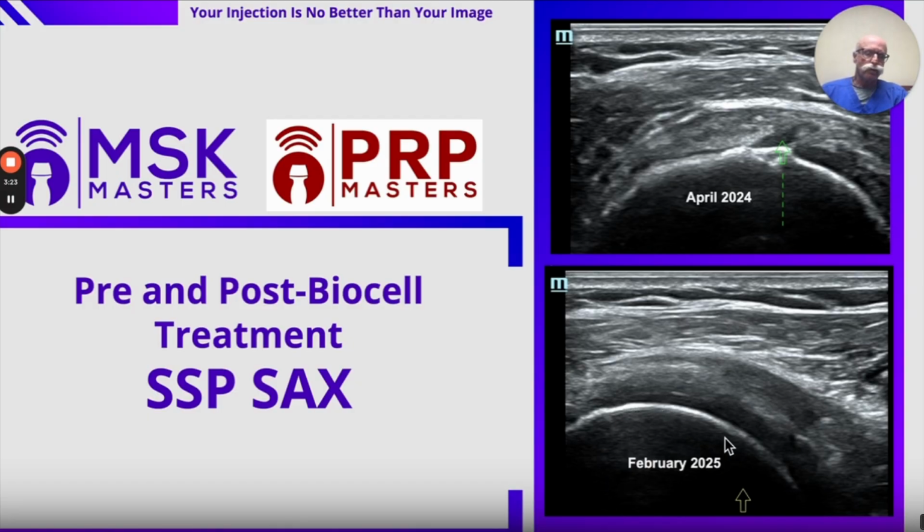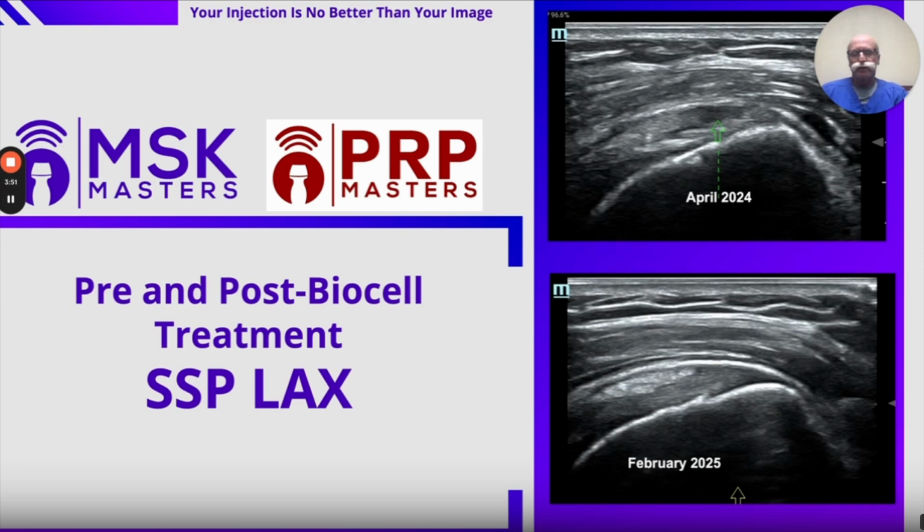This is a follow-up image that we just got today, February 2025. Look at the difference in the cortical margin of the humerus. The hyaline cartilage interface is well maintained. Now you can see the uniformity, the integrity of the supraspinatus tendon is much improved. Actually, the patient says she's in absolutely no pain at all and doesn't even think about her shoulder anymore. She originally hurt her shoulder in a skiing accident, so she's back to doing everything that she loves to do. So that's a short axis view, pre and post.